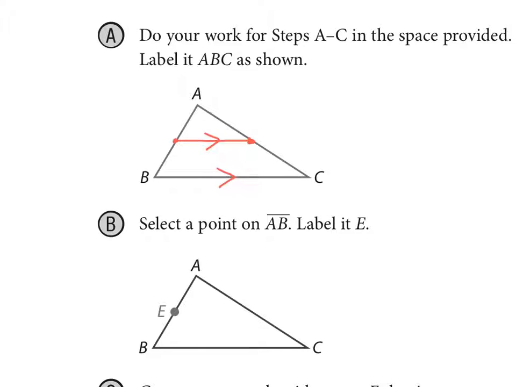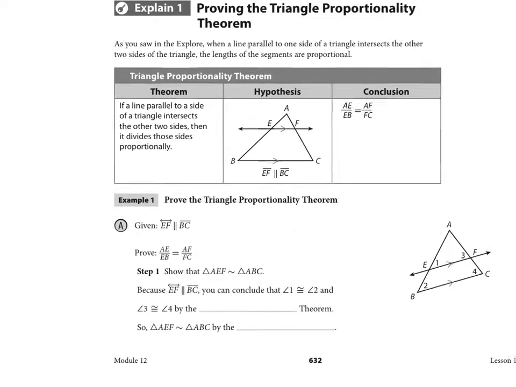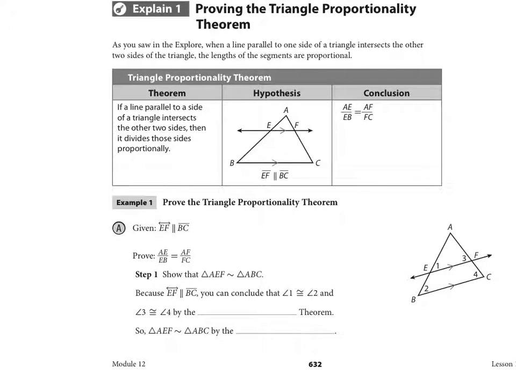So now turn to 632, and right here is their picture, and it says here again, if a line parallel to a side of a triangle intersects the other two sides, then it divides those sides proportionally. And you can see right here, AE over EB equals AF over FC. And we worked with some of those triangles on those worksheets, and I said those were equal, but we didn't know why yet. Well, right here, it all has to do with those two lines being parallel.